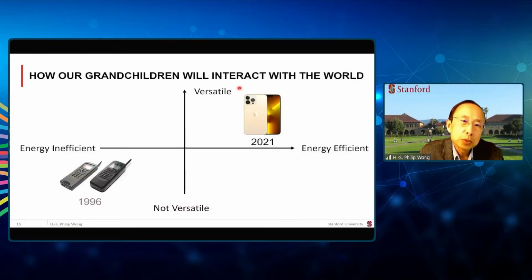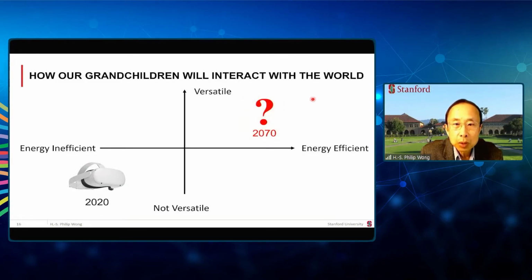Let us look in the rear-view mirror and see how 50 years, that's two generations of humanity, have changed the way we work and the way we communicate with one another. It is a totally different world from the days of the first cell phones to today's smartphones. In the next 50 years, our grandchildren will likely use virtual and augmented reality, VR and AR, as their principal means of interaction with the world.